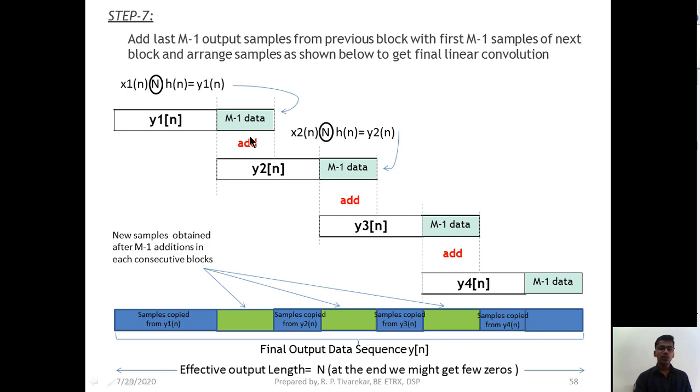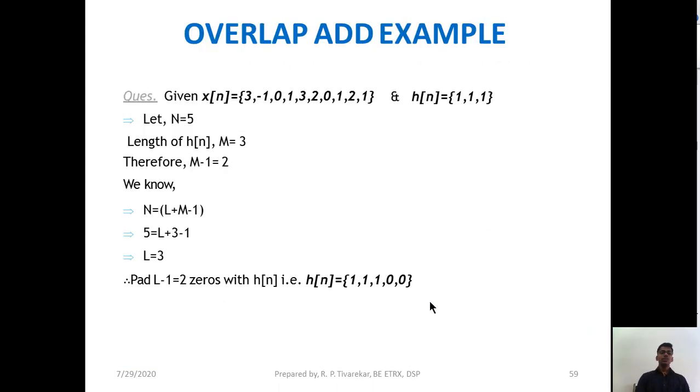These M-1 data samples are added with these M-1 data samples here, and the result of the addition will be stored here. These samples are copied as they are. Here is the addition result. Here these samples are copied as they are. Here is the addition result. And here these samples are copied as they are. These samples are also copied as they are, because there is nothing to add after this block. And we see that the final block that is formed is a linear convolution of x[n] and h[n]. We'll see an example for this also.